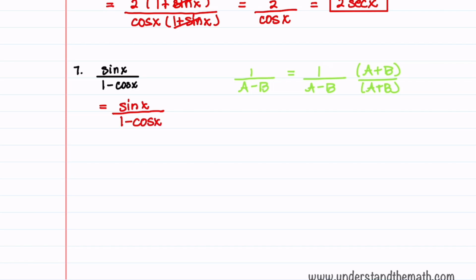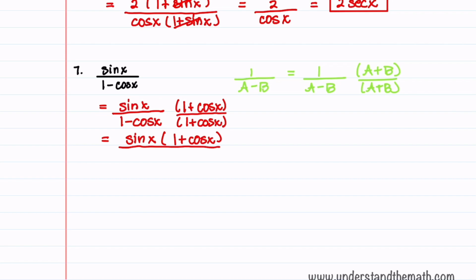Now we're going to multiply by the conjugate. So our conjugate is going to be 1 plus cosine x divided by 1 plus cosine x. So we're just multiplying by 1, and it's not going to change the problem. Let's multiply out the bottom term, but let's not multiply out the top term yet because we just don't know if we need to. So our bottom term looks like 1. We have a minus cosine x and a positive cosine x. They cancel. So we just have 1 minus cosine squared x.